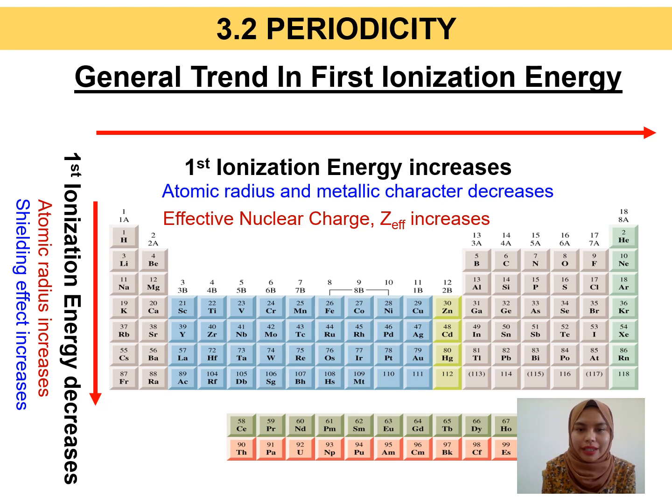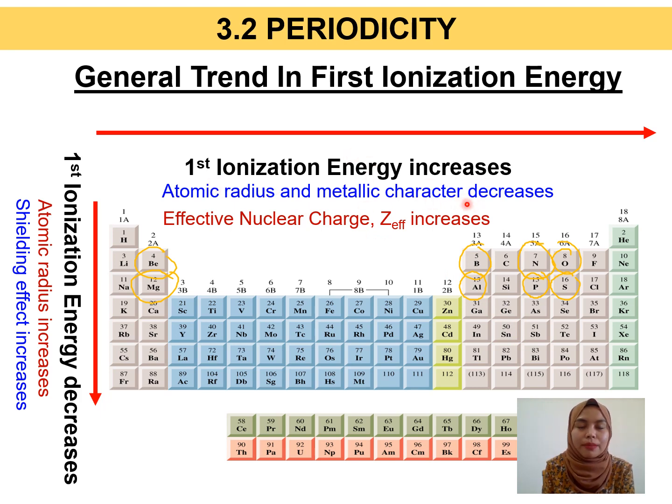So the general trend in the first ionization energy across the periodic table of elements is that the first ionization energy increases, except in period 2. In period 2, the anomaly is between Be and B. In period 3, between Mg and Al. And another one is between nitrogen and oxygen in period 2, and also phosphorus and sulfur in period 3. But generally the first ionization energy across the periodic table of elements should increase.